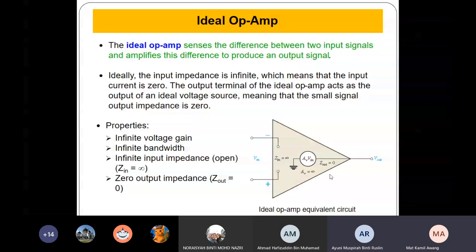Okay. So what are the properties of the ideal op-amp? Infinite voltage gain, infinite bandwidth, infinite input impedance, and 0 output impedance. Sometimes in the exam, I ask what the properties of the ideal op-amp are, for example, or I ask you to compare between the ideal op-amp and the practical op-amp. So this is an ideal op-amp. Any questions so far?